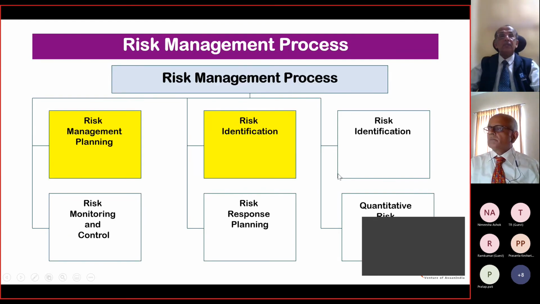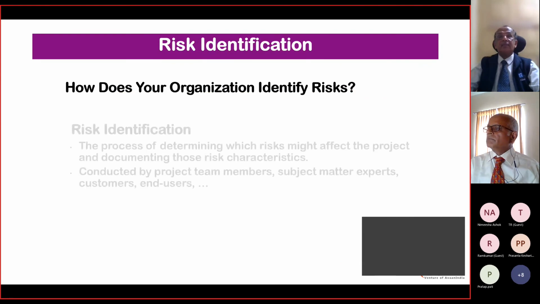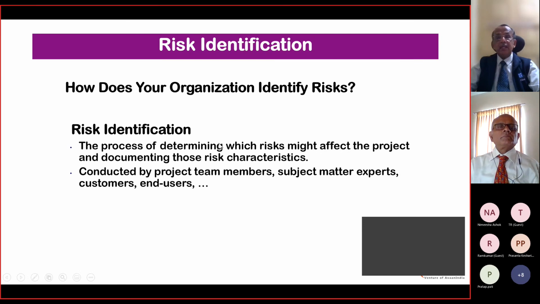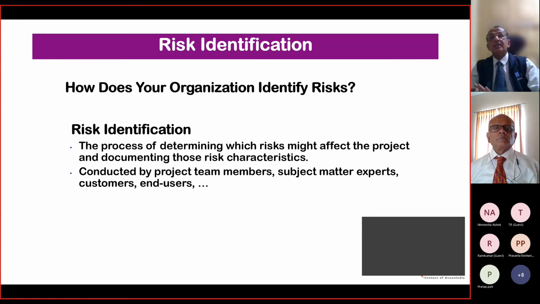Right. So let's go to the risk identification. How does your organization identify risk? The process of determining which risks might affect the project and documenting those risk characteristics. See, the risks which might affect the project, documenting those risks. Okay, provided you are able to foresee these things. There are quite a number of risks which are not conceived at all. Okay, so you have to have sufficient room for accommodating such risks which have not emerged ever.